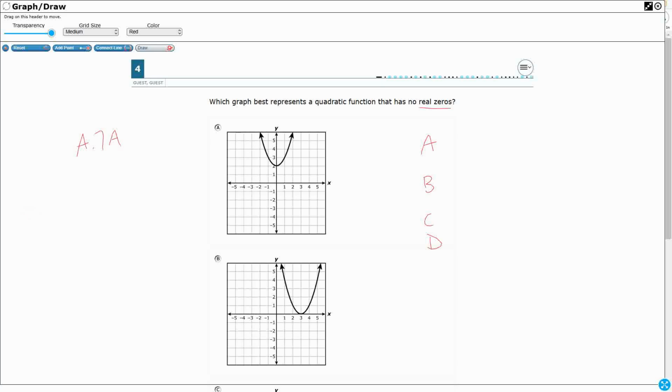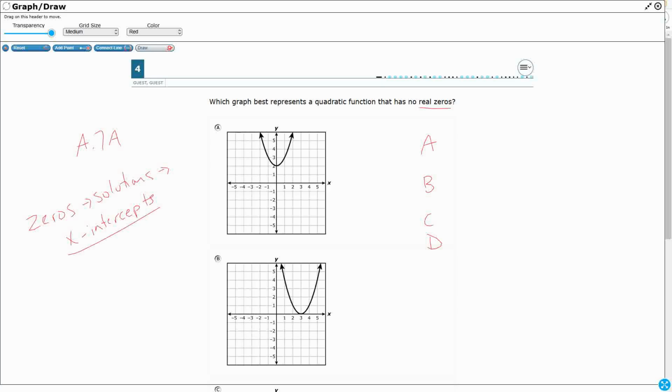Okay, so zeros are also called solutions. And they're also called, and this is the one that really helps us, x-intercepts. So when we're talking about a zero, we're talking about a quadratic function, and we're talking about when y equals 0, what is our x value? And so we're looking for x-intercepts.